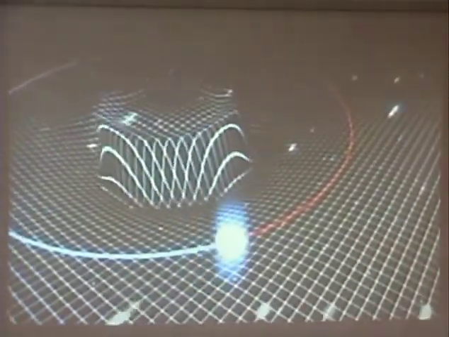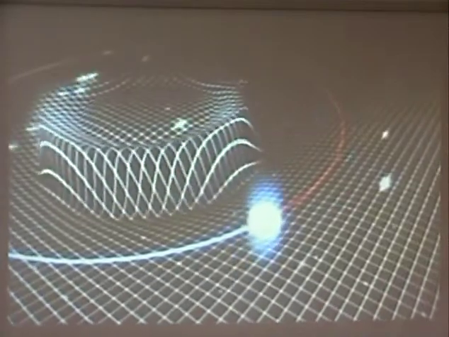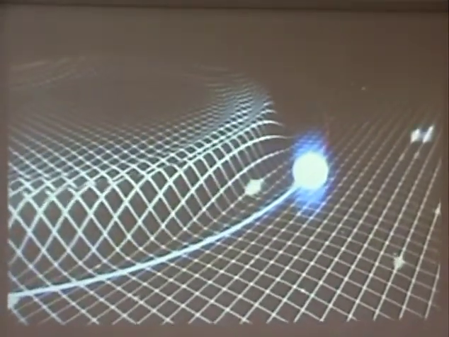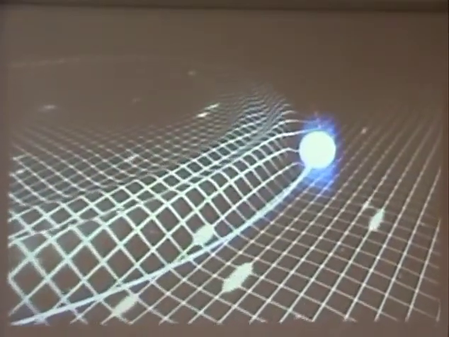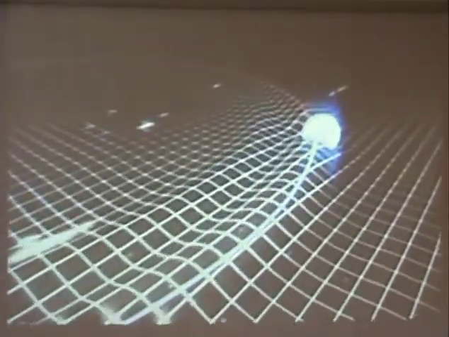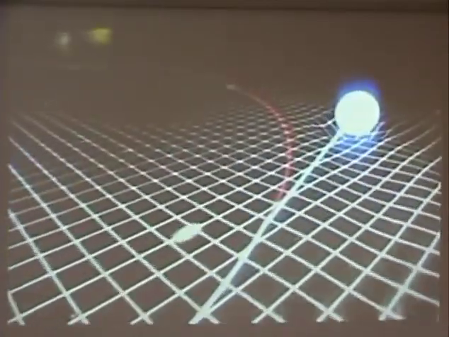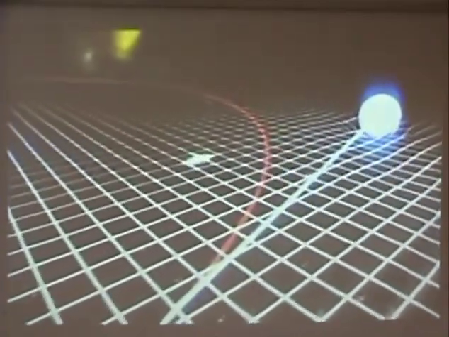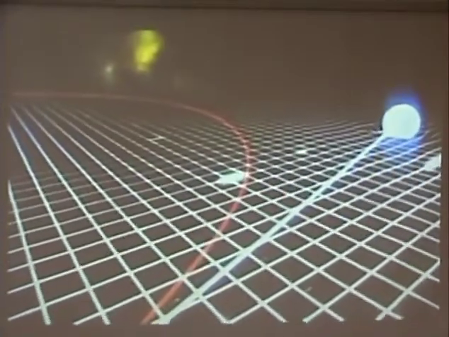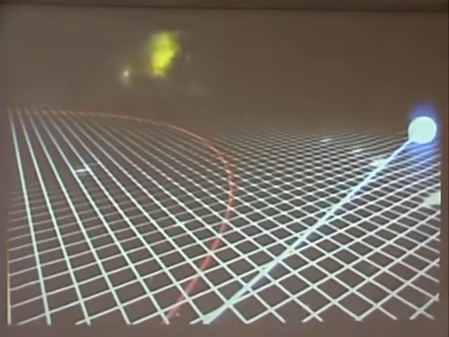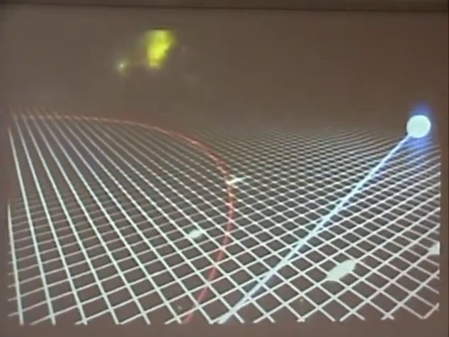The disturbance that results travels across the spatial fabric in much the same way that a pebble dropped into a pond makes ripples that travel across the surface of the water. So we wouldn't feel a change in our orbit around the sun until this wave reached the Earth. What's more, Einstein calculated that these ripples of gravity travel at exactly the speed of light.